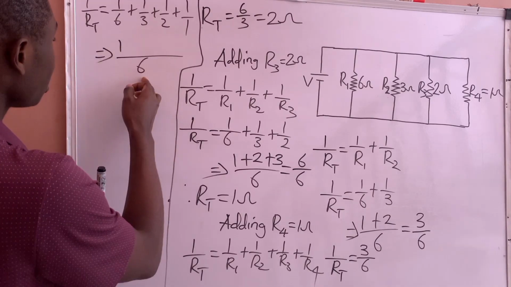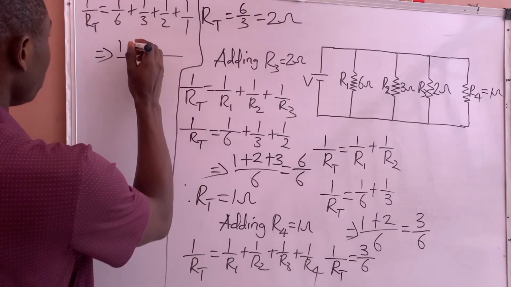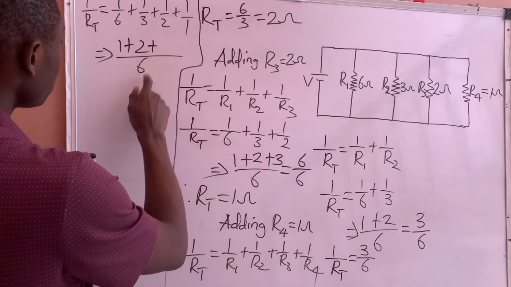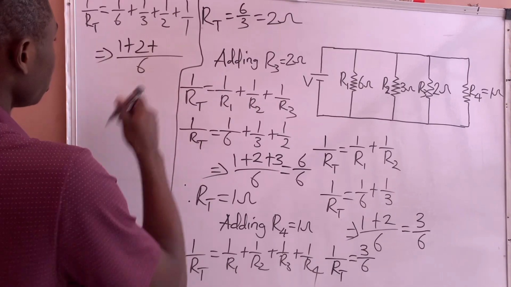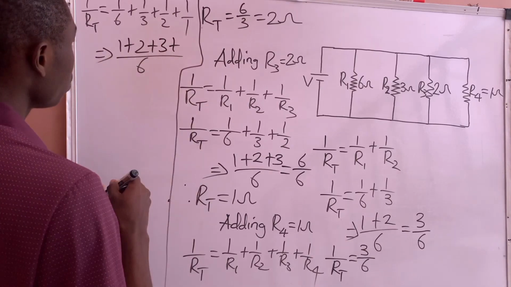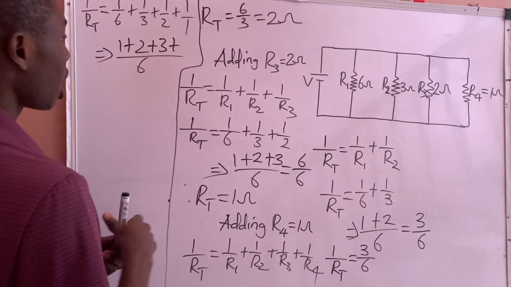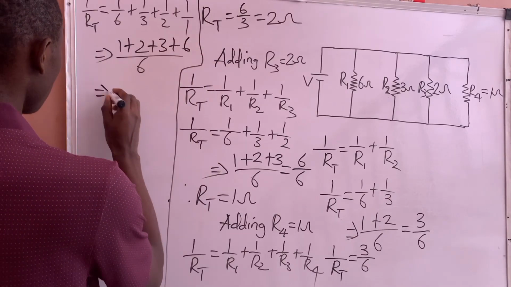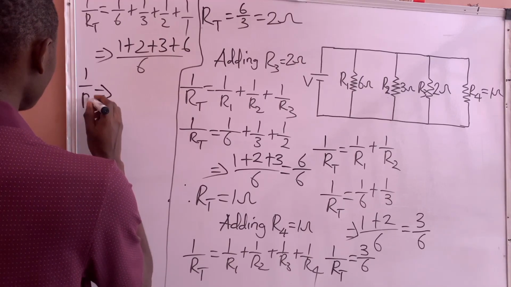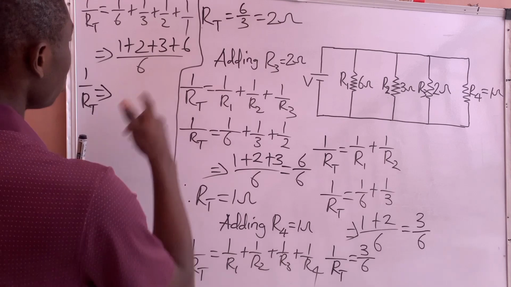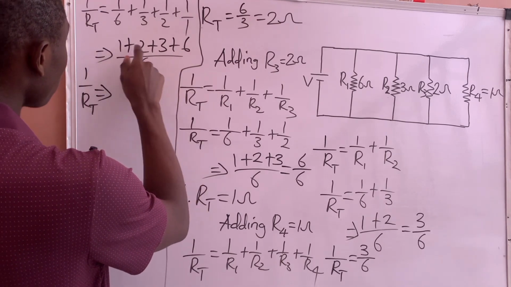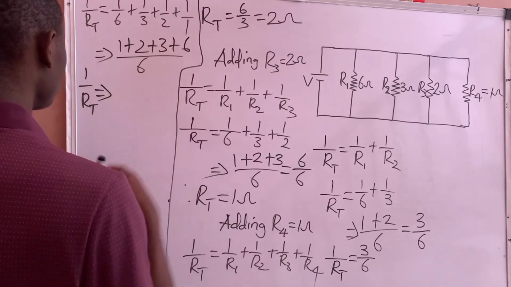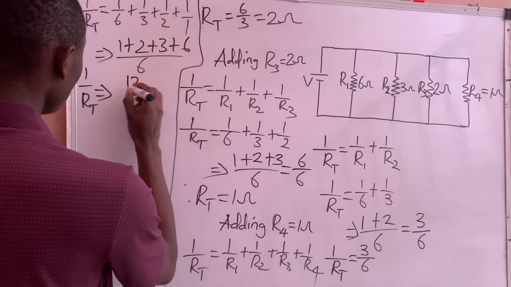3 will go into 6 how many times? 2 times. 2 times 1 is 2. Plus, 2 will go into 6 how many times? 3 times. 3 times 1 is 3. Plus, 1 will go into 6 how many times? 6 times, and 6 times 1 is 6. So now 1 over RT, which is the total resistance, will equal 1 plus 2 is 3, 3 plus 3 is 6, and 6 plus 6 is 12. So it will be 12 divided by 6.